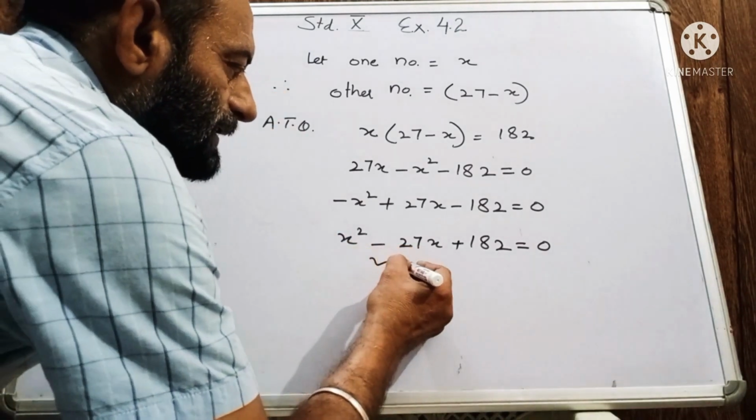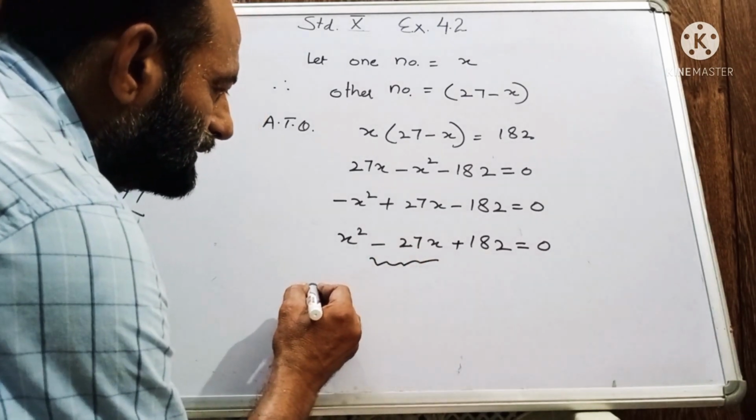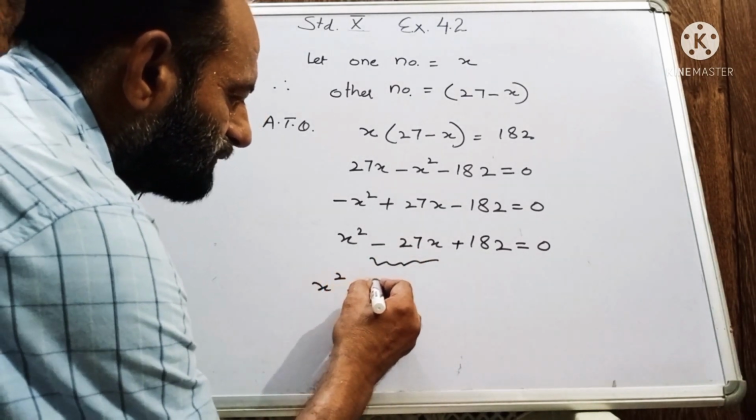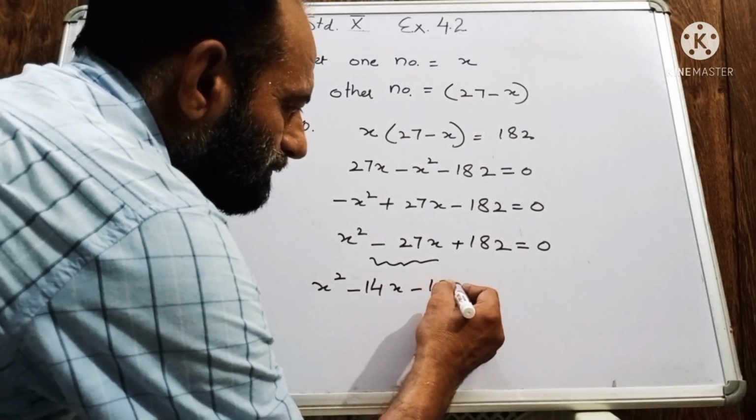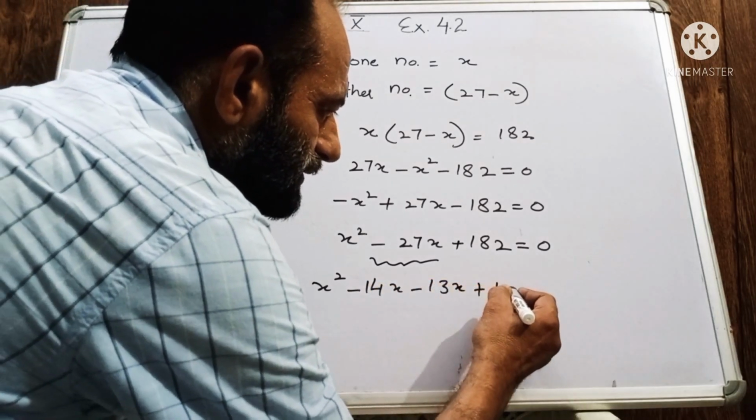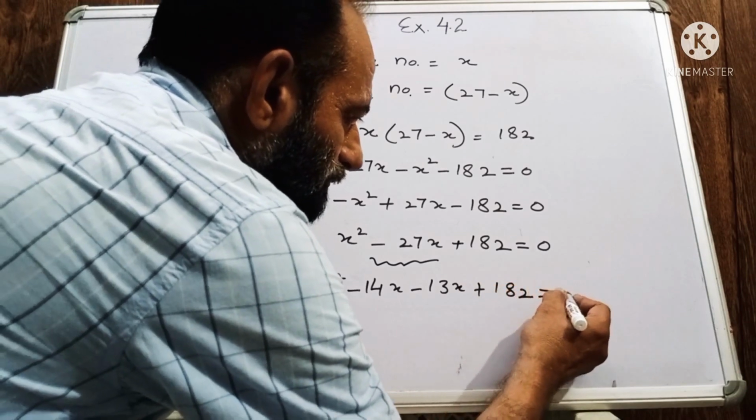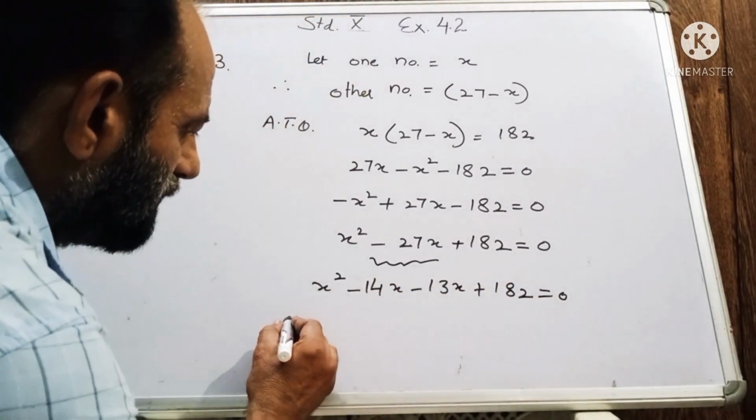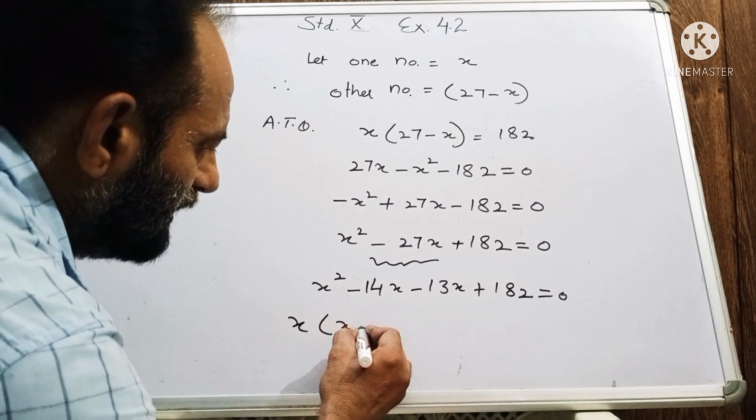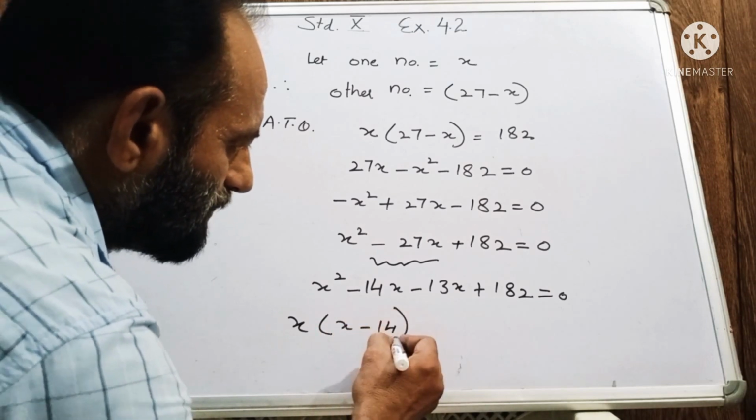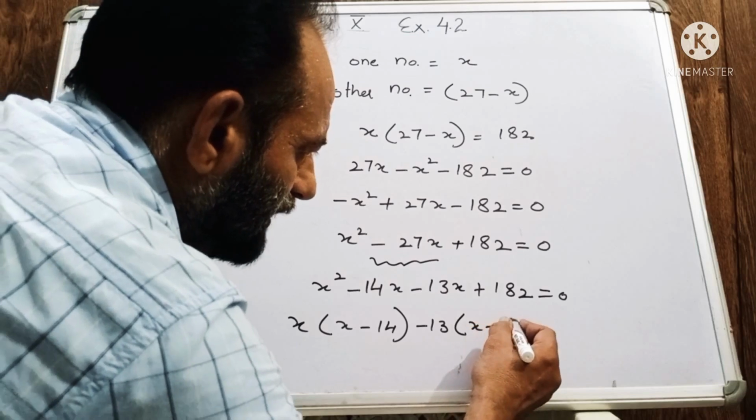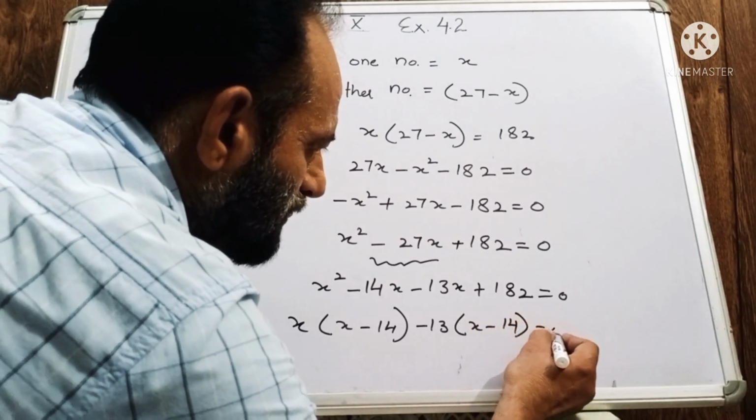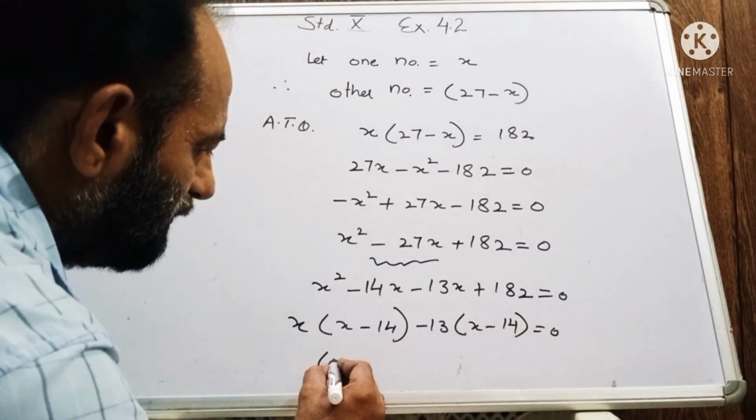We will split the middle term according to these numbers. It becomes x square minus 14x minus 13x plus 182 is equal to 0. X is common. What is left? X minus 14. Minus 13 is common. What is left? X minus 14 is equal to 0. X minus 14, now we will write common.